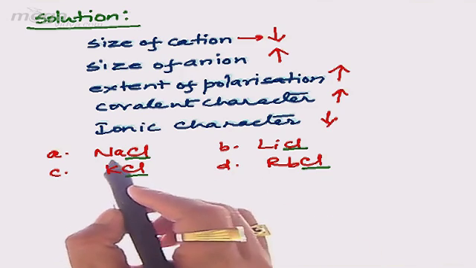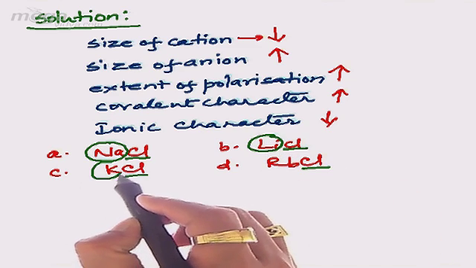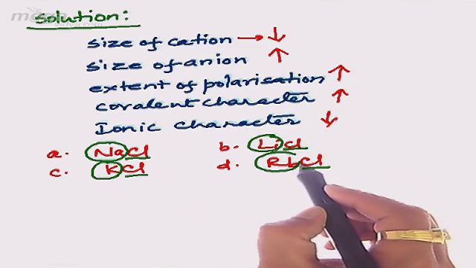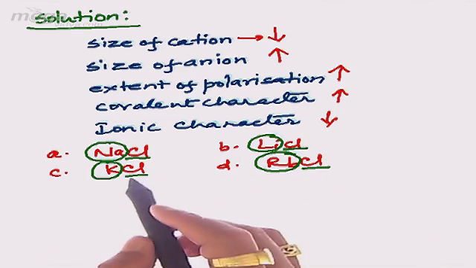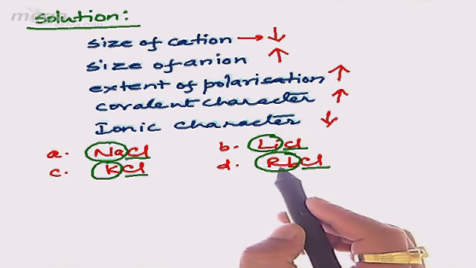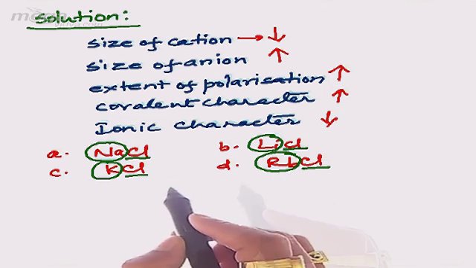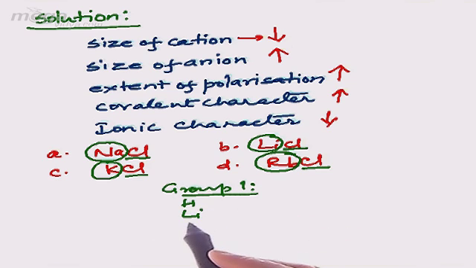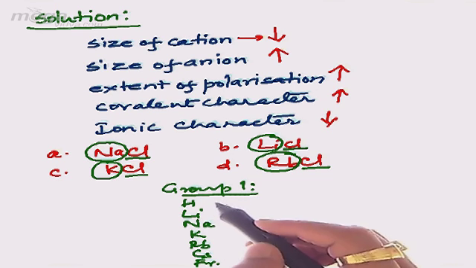Like in the first compound we have sodium, in the second lithium, in the third potassium, and in the fourth rubidium. All these 4 elements, sodium, lithium, potassium and rubidium, belong to the same group, that is the first group of the modern periodic table. And in group 1 we have hydrogen, below which we have lithium, then sodium, then potassium, then rubidium, then cesium, then francium. Now students, as we move down the group in the modern periodic table, we find that the size goes on increasing.